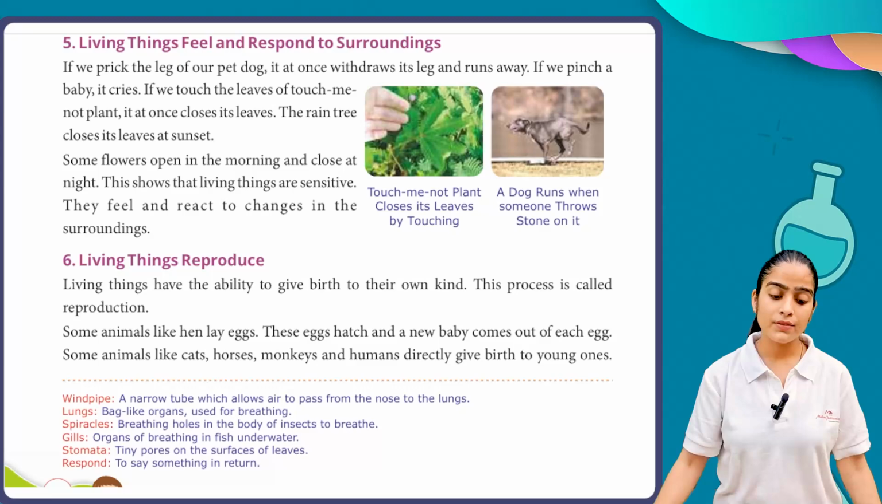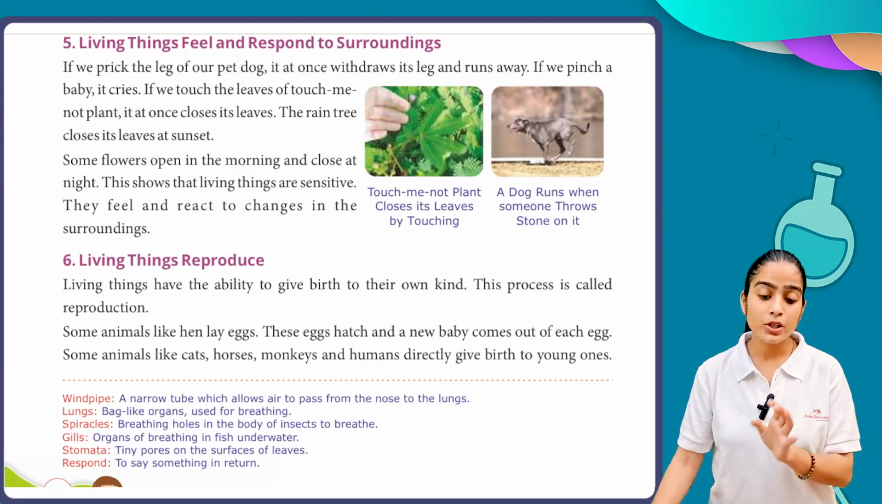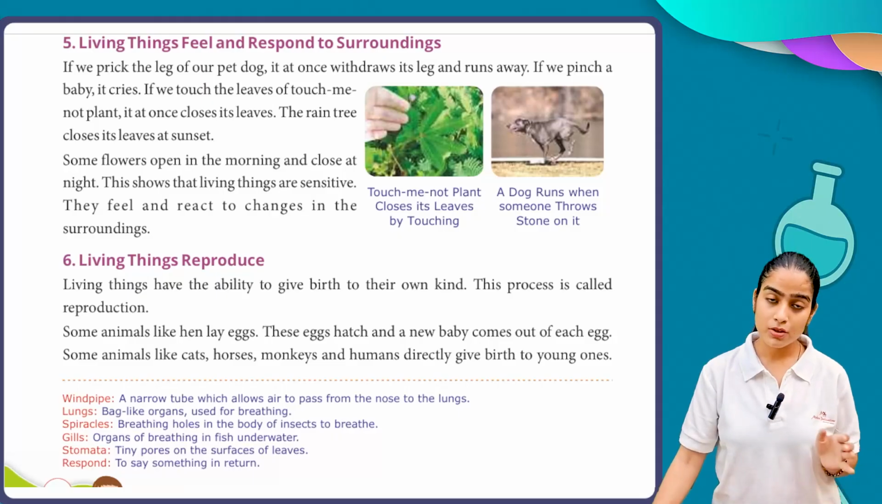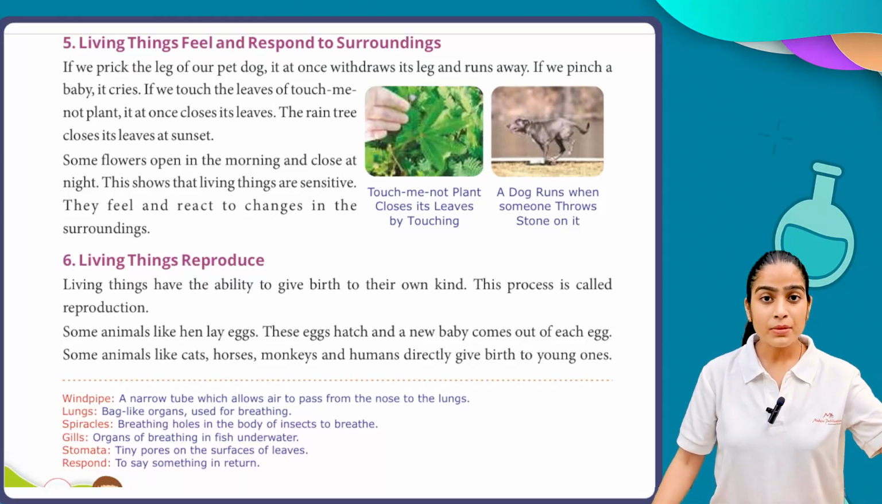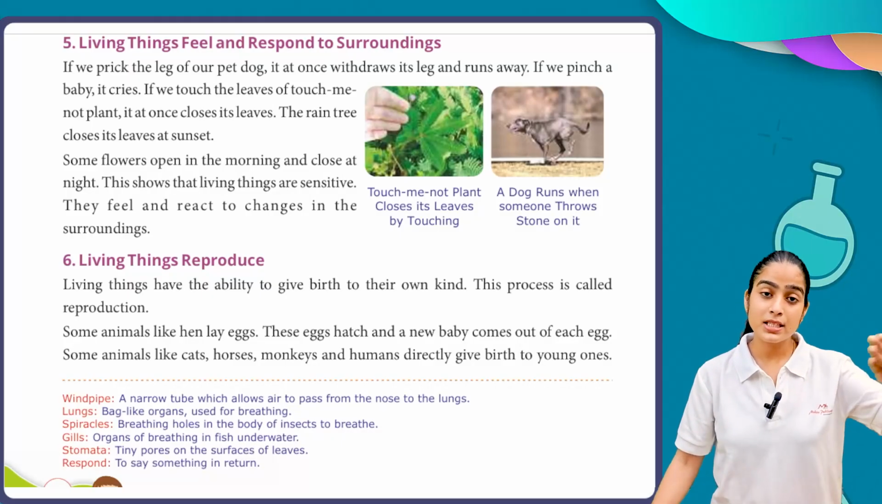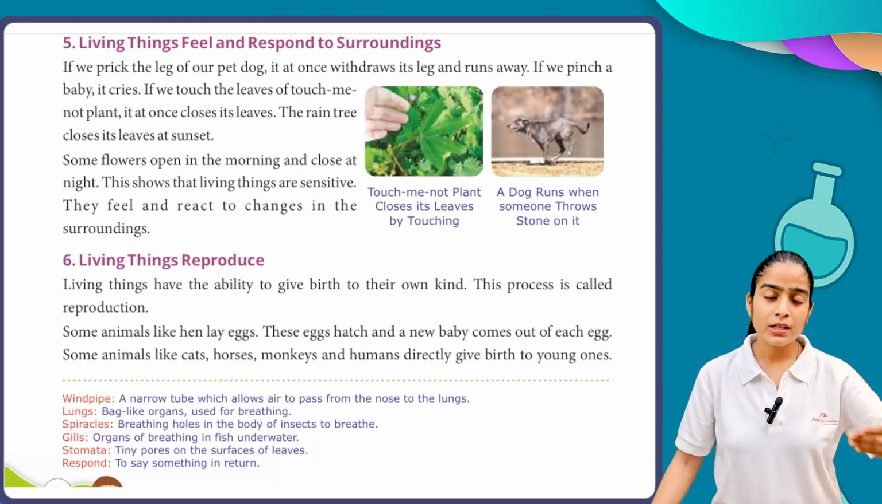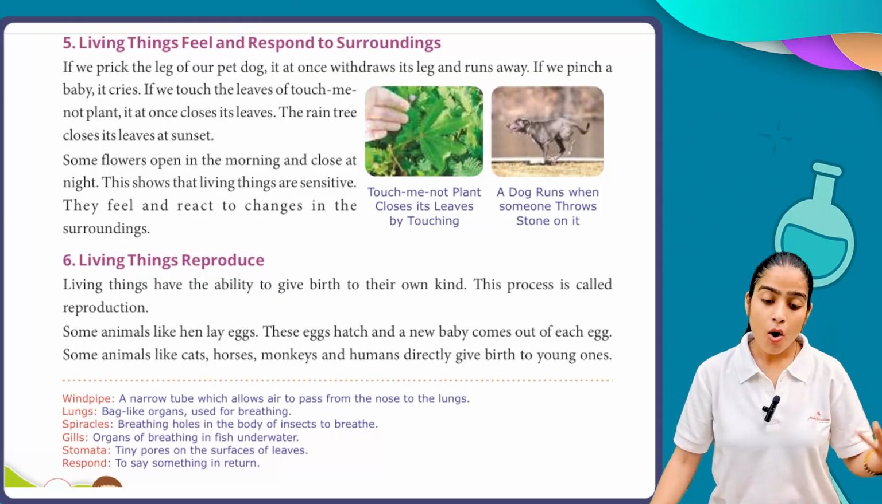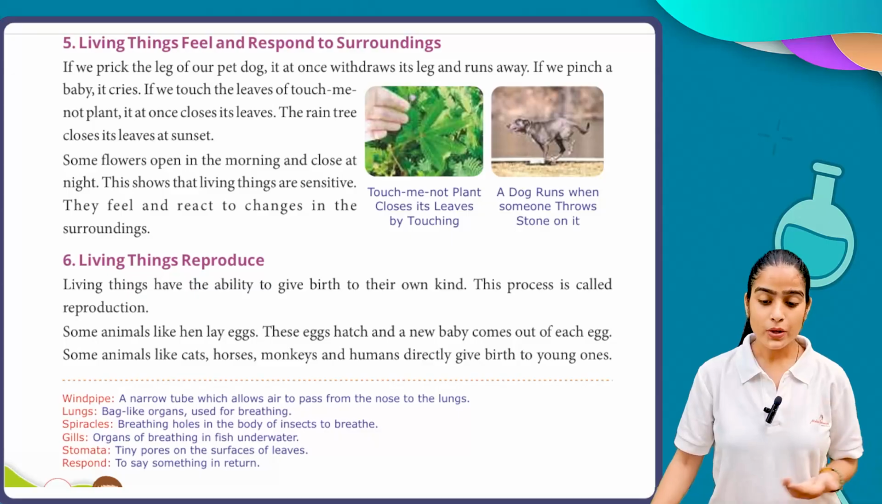Next, we have living things reproduce. Living things have the ability to give birth to their own kind. This process is called reproduction. As you've seen, your mother had you, right? Your nani, your grandmother, had your mother. It means that this is a process with the help of which living things can give birth to their own kind. It is a process known as reproduction.